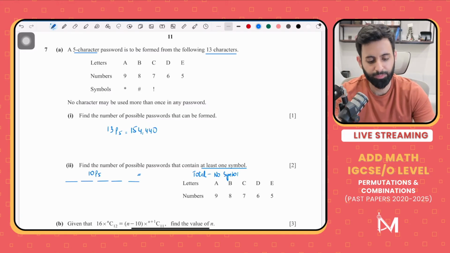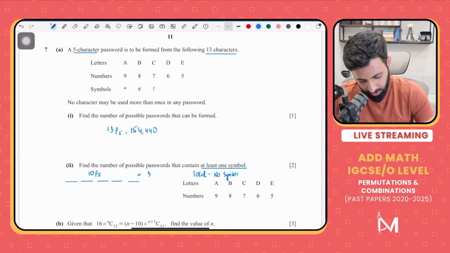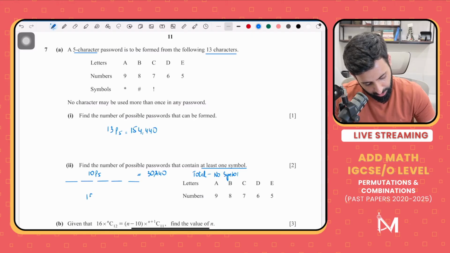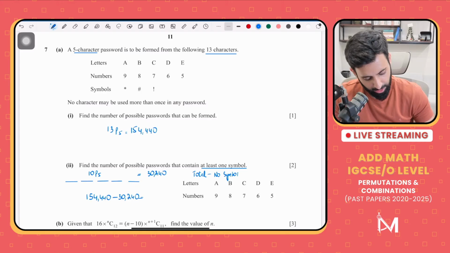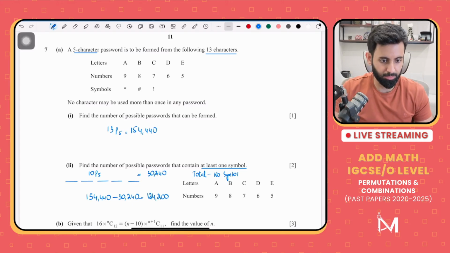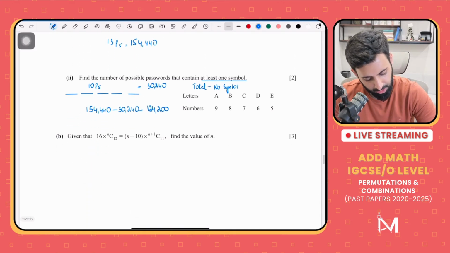What's that equal to? 10P5 is equal to 30,240. Now let's subtract this from the total. 154,440 minus 30,240. Let's see what that equals. 154,440 minus 30,240 is equal to 124,200. 124,200. Okay, it does work. Sorry, I confused it with something else. It does work.